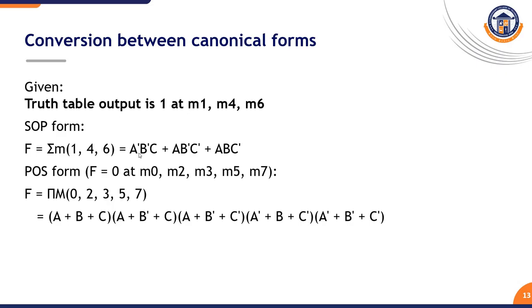So keep it in mind that in the canonical forms, each product term or a sum term must contain all the variables, and the sum terms are ANDed together in a product of sums, and product terms are ORed together in a sum of product.